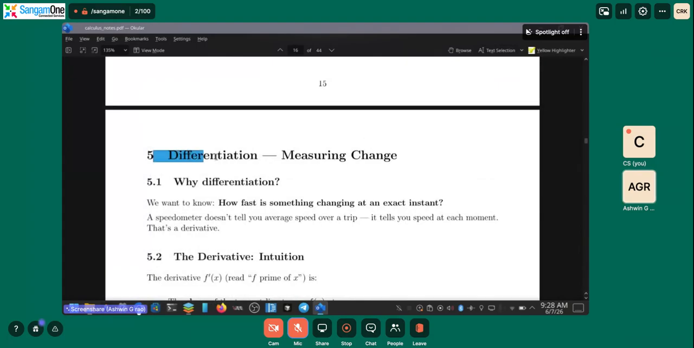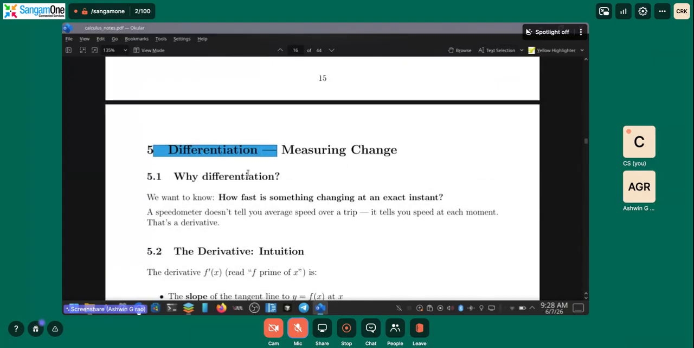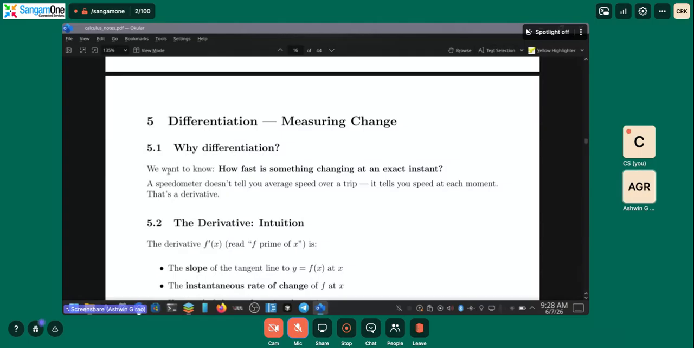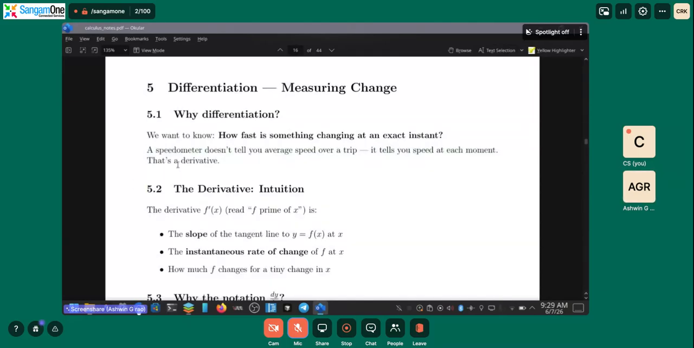Next, moving on, we get differentiation. Why differentiation? We want to know how fast something is changing at an exact instant. A speedometer doesn't tell you the average over a trip. It tells you speed at each moment. That's a derivative.